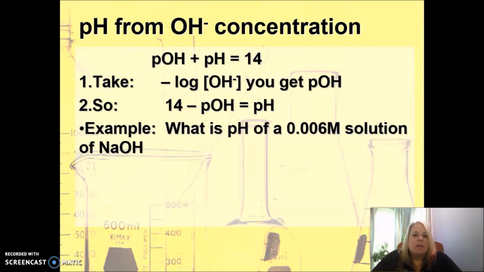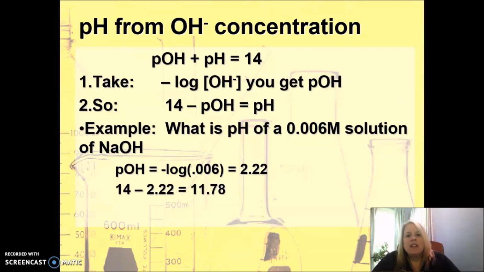Let's do this. What is the pH of a 0.006 molar solution of sodium hydroxide? Notice this is sodium hydroxide, which is a strong base. That means this 0.006 molar is the concentration of OH. First thing you're going to do in your calculator, type negative log 0.006. That should give you 2.22. Then subtract that from 14 and boom, you get the pH, which is 11.78. Does it make sense that a solution of sodium hydroxide, which is a strong base, has a pH above 7? It should.